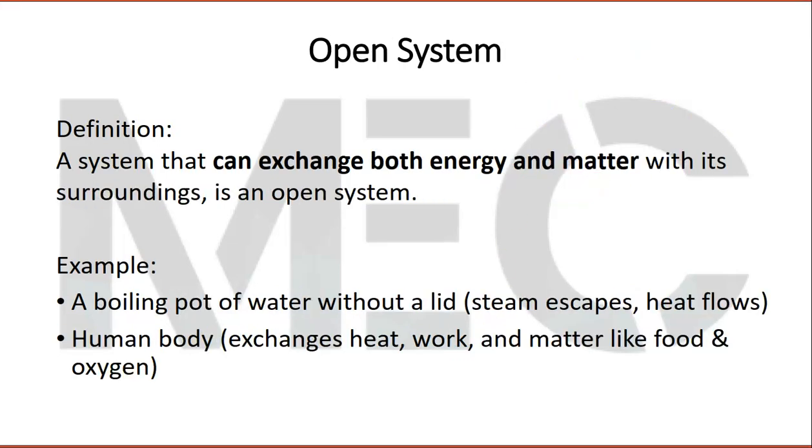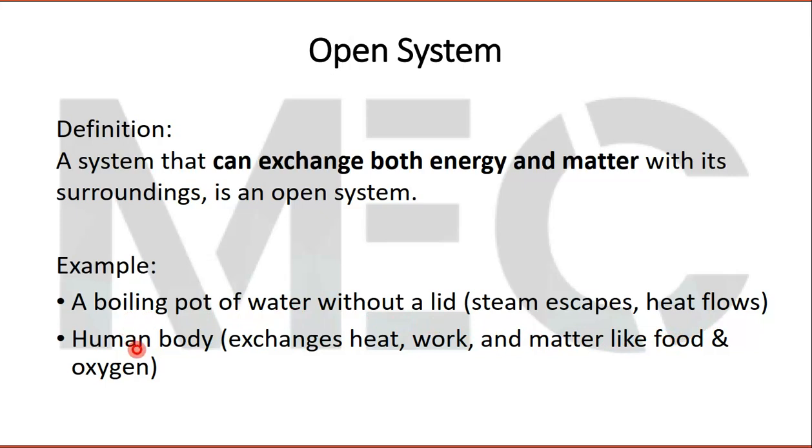Okay. Open system. An open system can exchange both energy and matter with its surrounding. For example, a boiling pot of water without a lid: steam escapes and heat flows. So this is an example of an open system. Steam escapes, so matter is exchanging. Heat flows. We're giving heat to keep the water boiling.